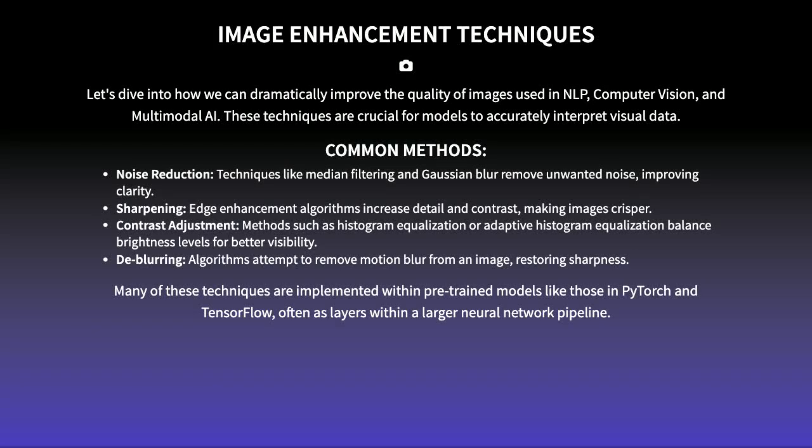Okay, let's talk about how we can make images look their absolute best before feeding them to our AI systems. Image enhancement is surprisingly important. We're looking at things like reducing noise, think of that grainy look on old photos, and sharpening details. Contrast adjustment helps balance out the brightness so everything pops. And sometimes we need to remove blur from motion, like a photo taken while moving. These techniques are often built right into our AI models, making them more robust and reliable.